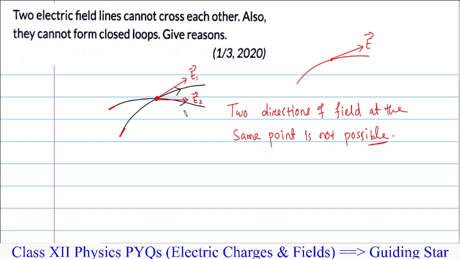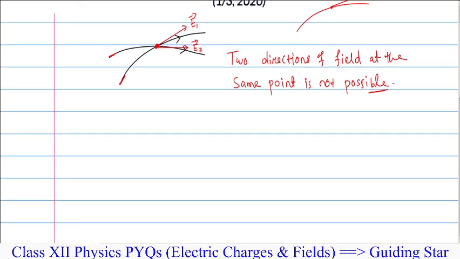And another point is that they cannot form closed loops. Here they cannot form a closed loop. So if we try to draw the field lines like this, this is one of the electric field lines, forming a closed loop. If it is forming a closed loop, what does it indicate?